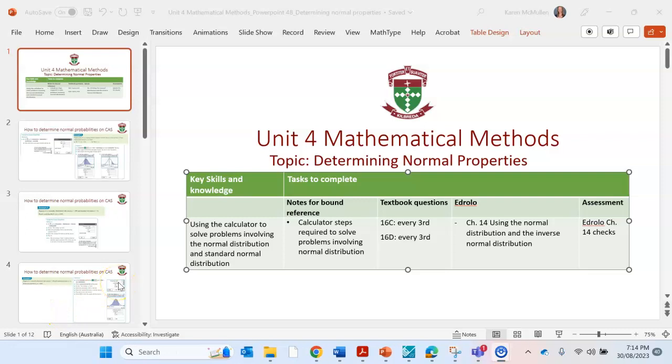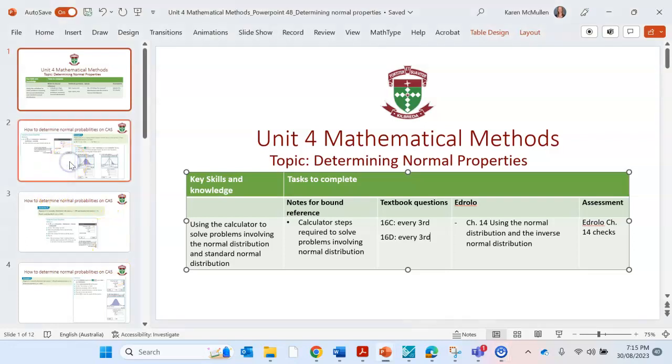Hey everyone, in this video we're going to go through how to use a calculator to determine normal probabilities or properties, because we could work out the probability, but we could also work out what our x value is or our z value. So we're looking at different properties of the normal distribution. The reason I'm doing a video is because there's a lot of calculator work.